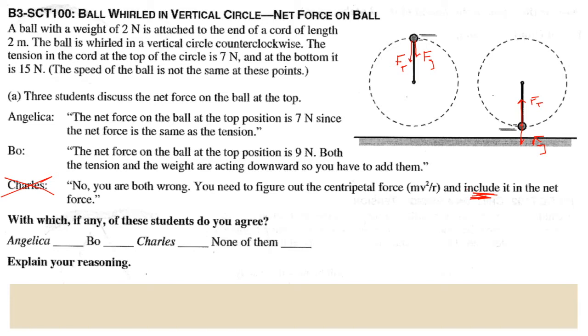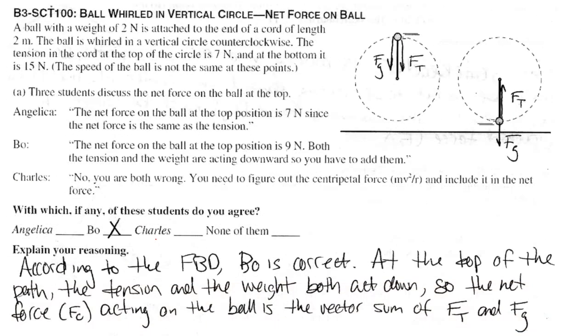And so the basic idea here is that other forces, in this particular situation the tension and the force of gravity, supply the centripetal force. Notice the difference between Angelica and Bo's answers is that Angelica is saying the only force that matters is the tension, whereas Bo is saying both the weight and the tension matter. That means the correct person here is Bo. There's really not a whole lot to say: Bo is correct.